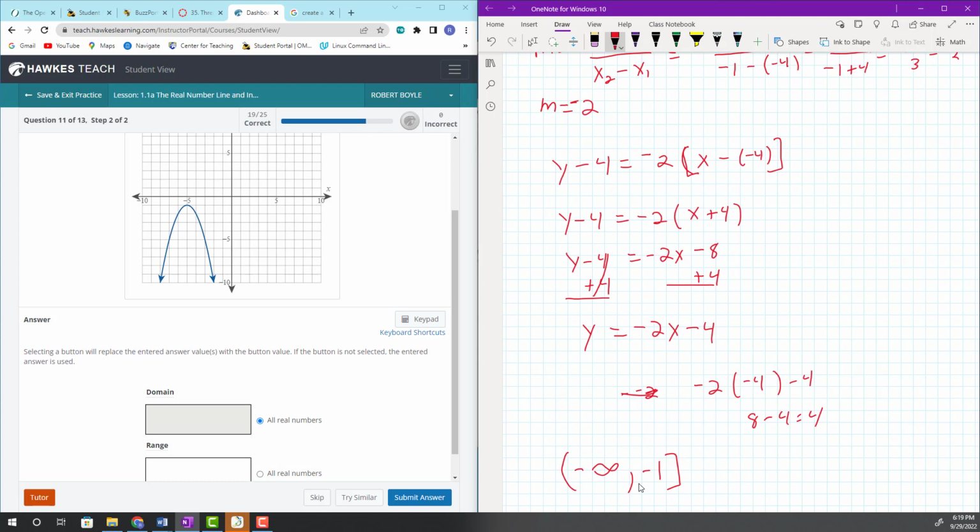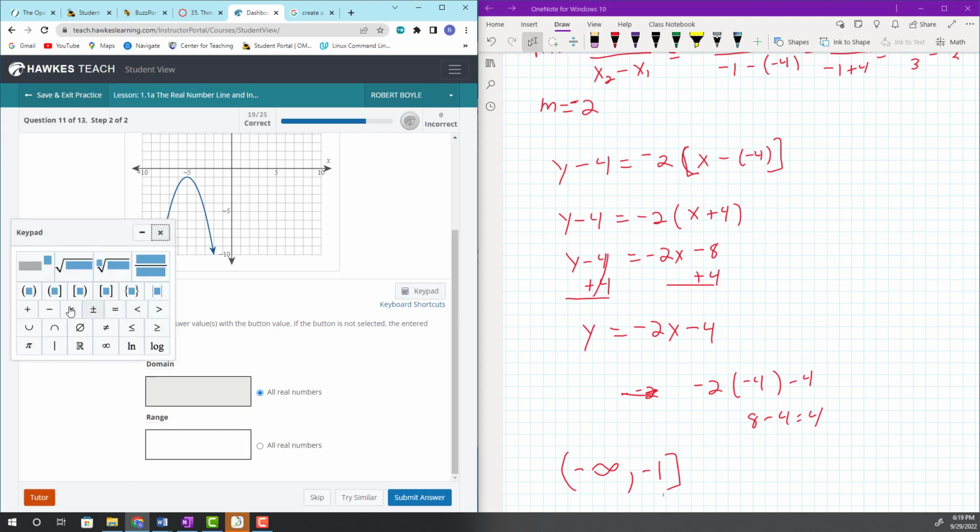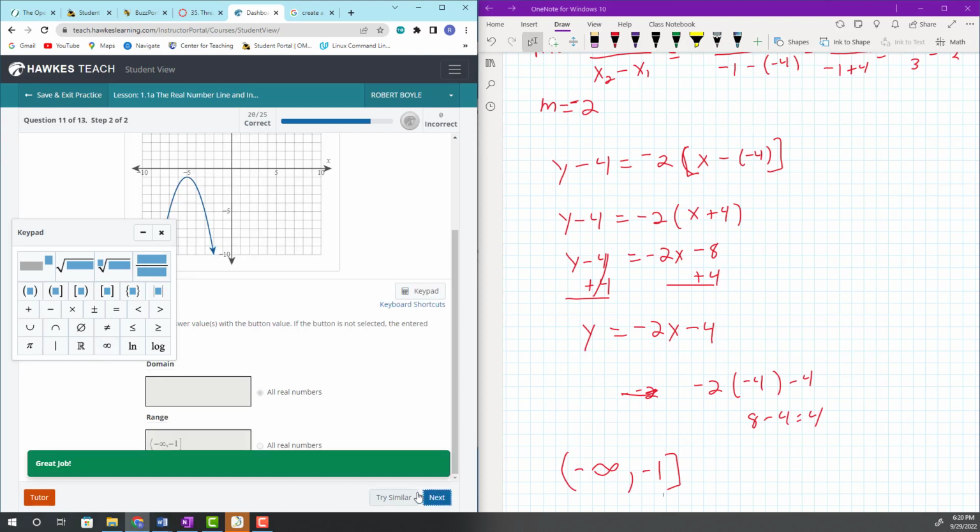That is our range. Now to enter this in, what you need to do is use your keypad. If you actually tried doing the parenthesis, it will just go ahead and immediately give you double parentheses, which you don't want. The only way that I know to do that is to go into your keypad and find the symbol combination that matches what you just wrote, which should be this one right here. Then you can put in negative infinity, comma, negative 1, and that will be your range. I hope. Yes, it is.